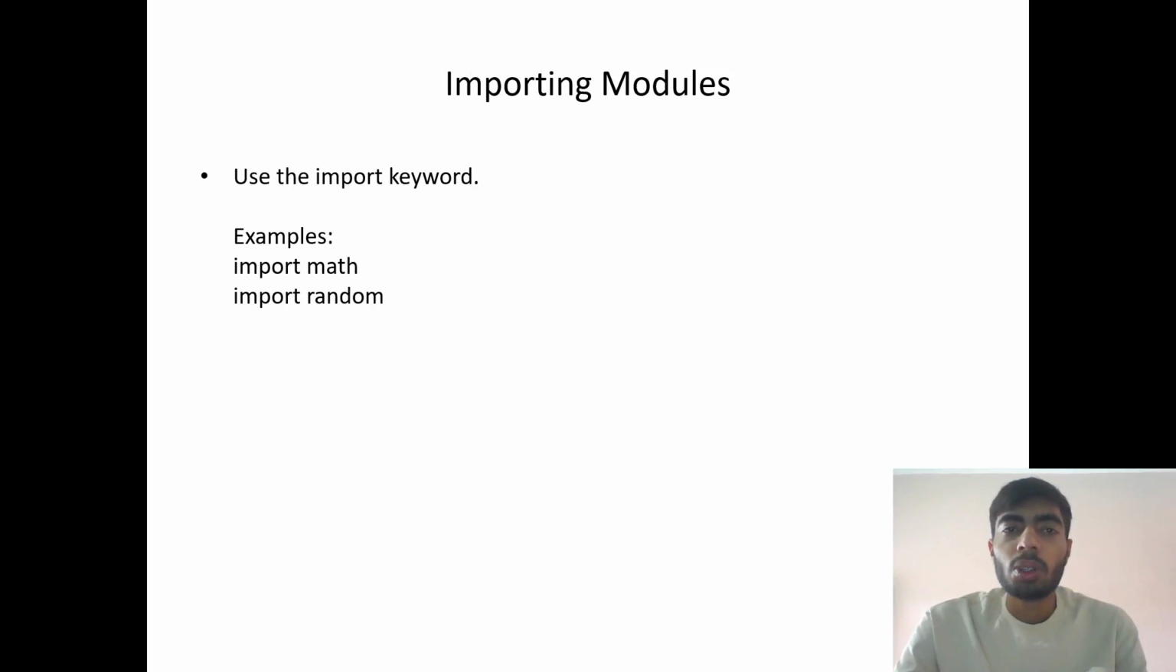To use a module, we first need to import it. Python uses the import keyword for this purpose. For example, if we write import math, we can use mathematical functions like square root and power. Similarly, import random allows us to generate random numbers. Importing modules saves time because we can use existing code instead of writing everything ourselves.